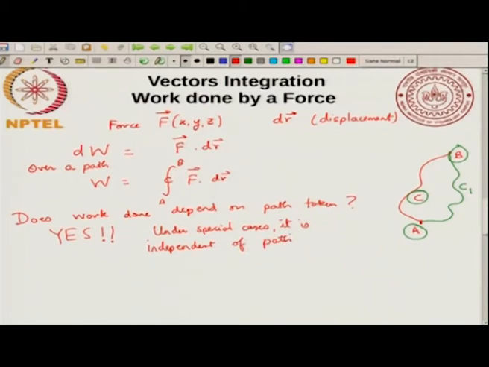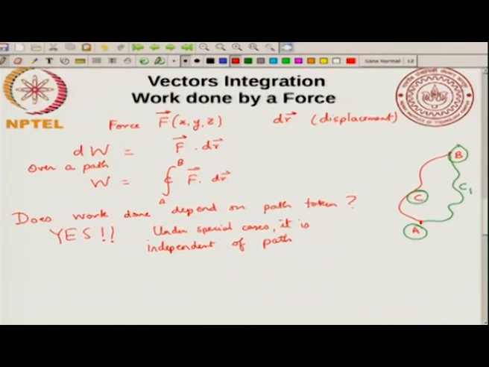Okay, and we will come to that a little later. But before that, I will come to the example of the path dependence. So what we said is that the work done by a force, in general, depends on the path taken. But I said that under some special cases, it is independent of path. So what is the condition for path dependence and path independence?